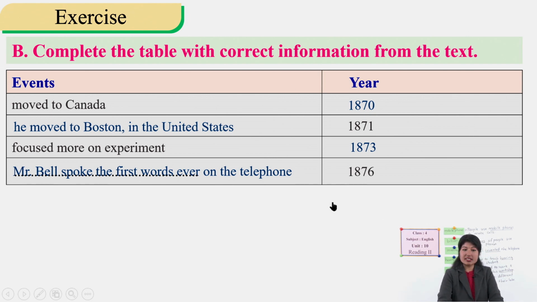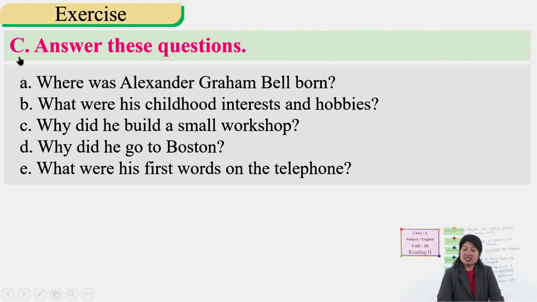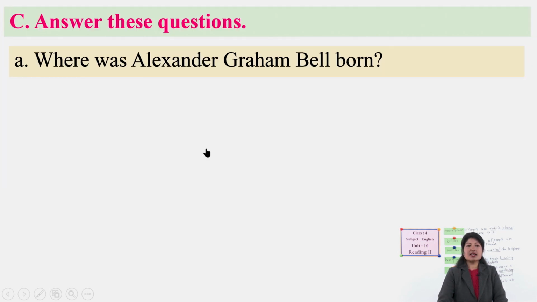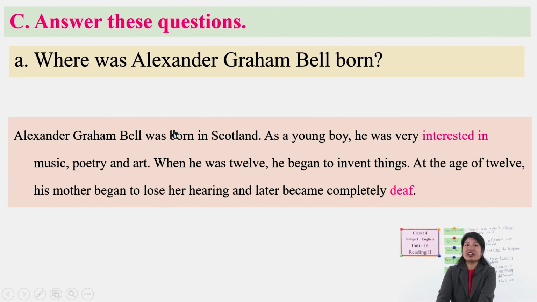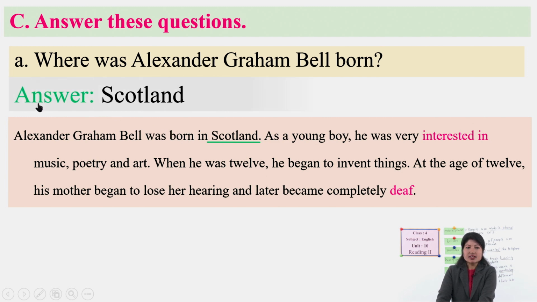Now what's there? Let's see. Number C exercise, answer these questions. One by one we are going to answer it. A number. Where was Alexander Graham Bell born? So place name, particular place name, where do we find it? Yes, in the very first paragraph, the particular place name is Scotland. So he was born in Scotland.